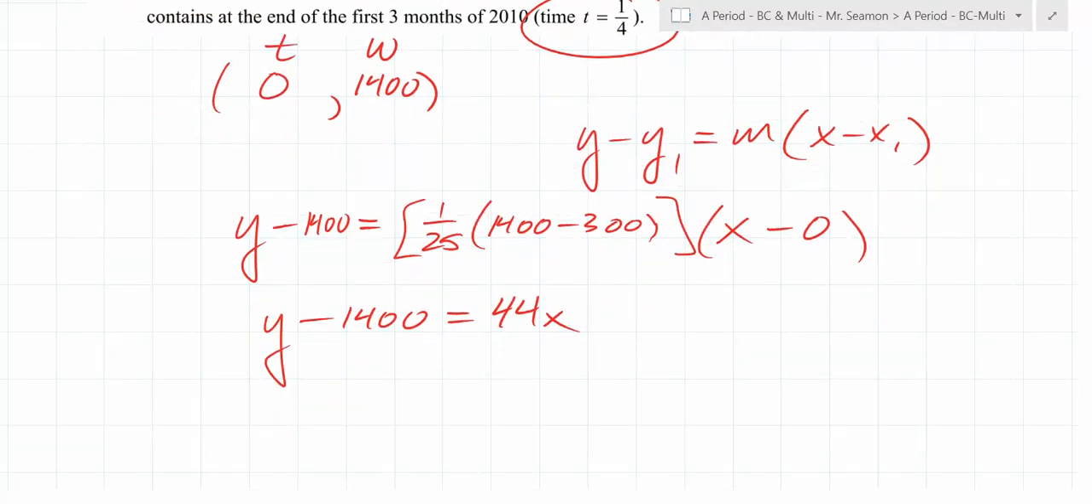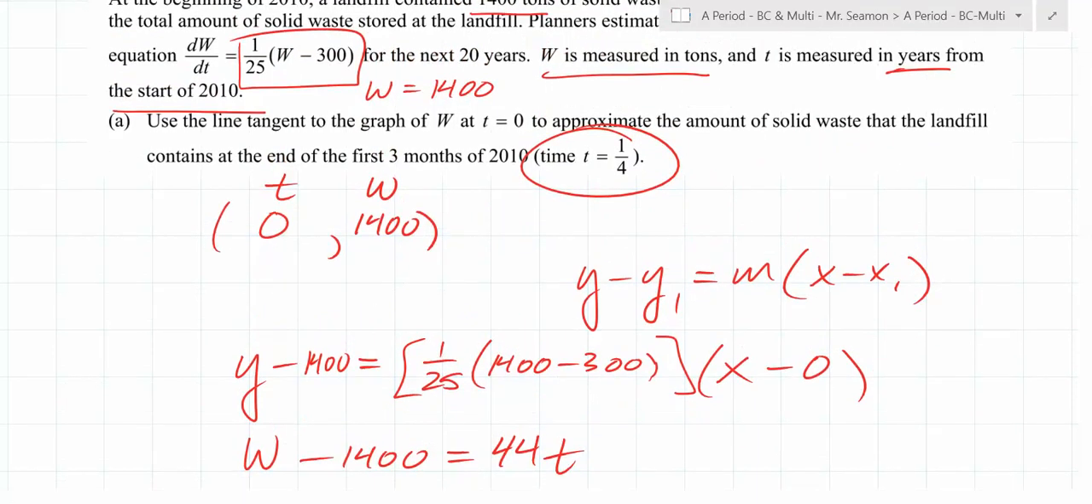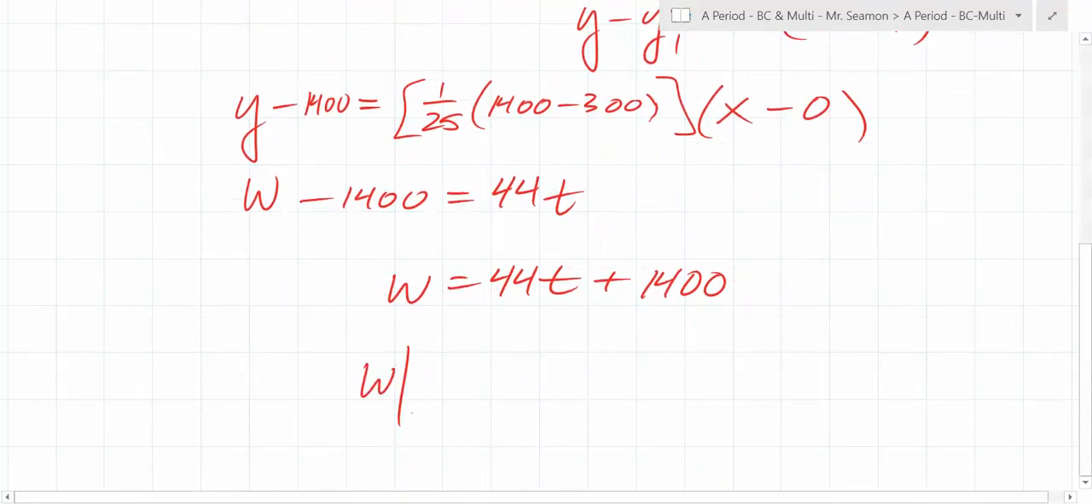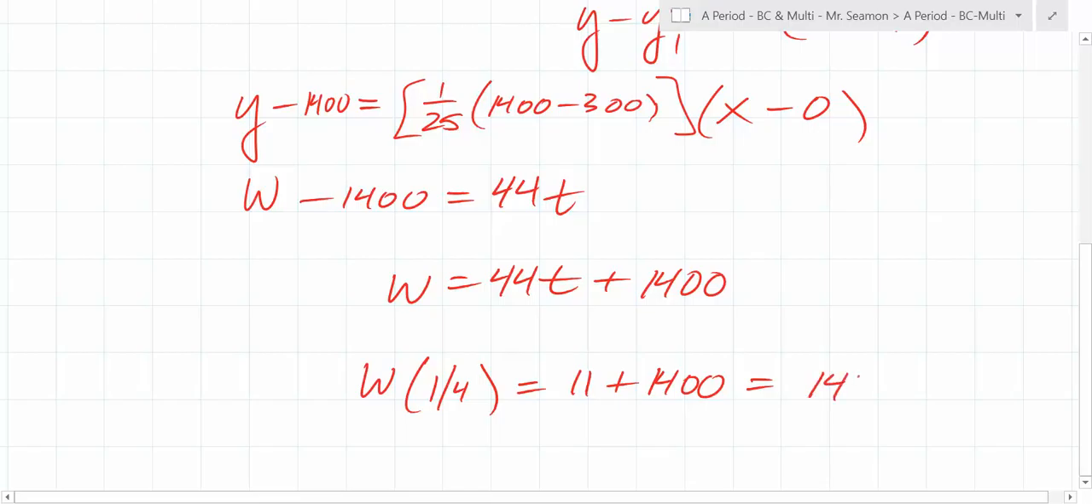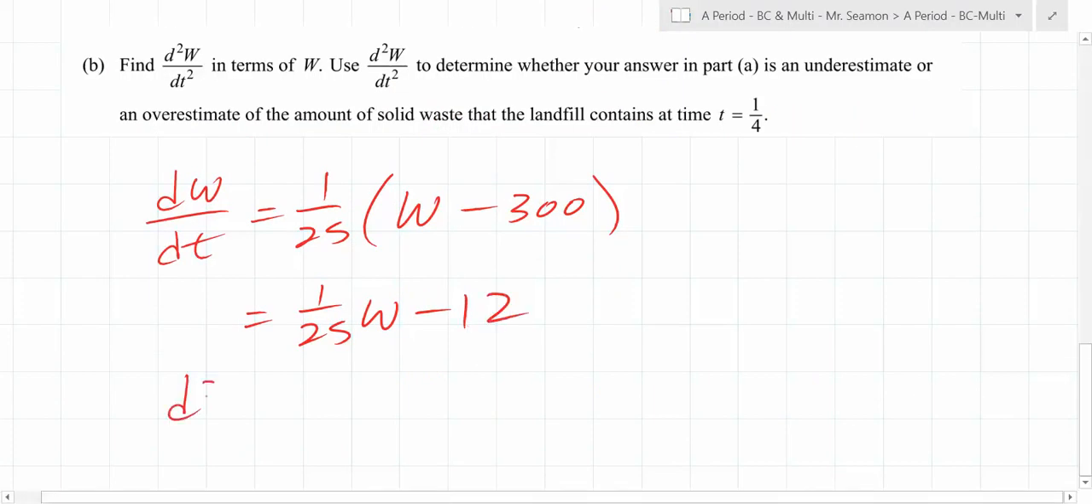So if we wanted to translate this back into T and W, this right here is W, and this right here is T. So W is equal to 44T plus what? 1400. So it asks us how much waste will be there at time equals 1/4. So W at 1/4 is going to equal 11 plus 1400. So what's that going to be? 1411. Nice.